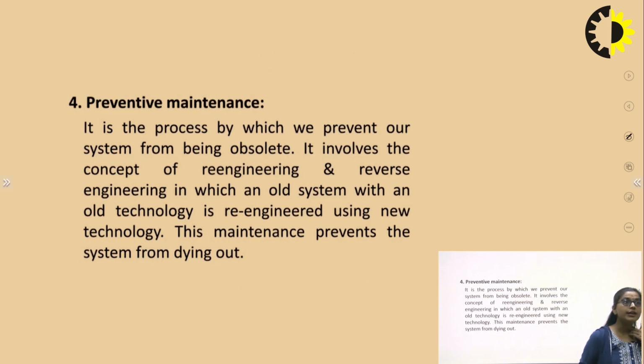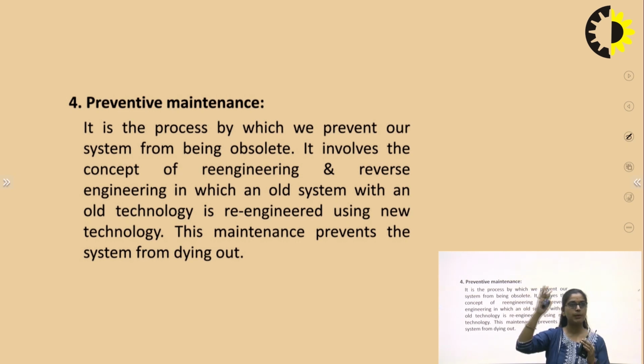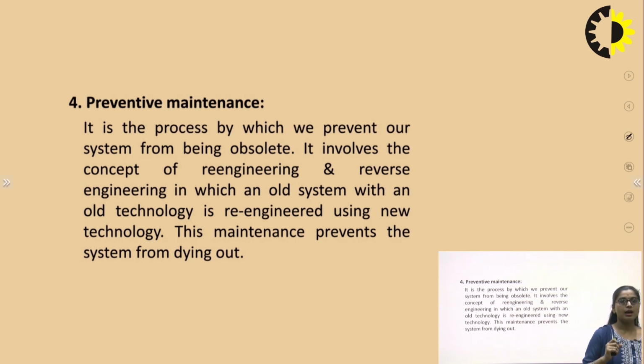Okay, now preventive maintenance. In future, a particular problem may arise. In a car, we have an airbag. So what is that kind of maintenance? Maybe we are predicting if there is any chance of any kind of accident, so the user, or we can say the customer, will be prevented from it occurring in the future. So it is a process by which we prevent our system from becoming obsolete.